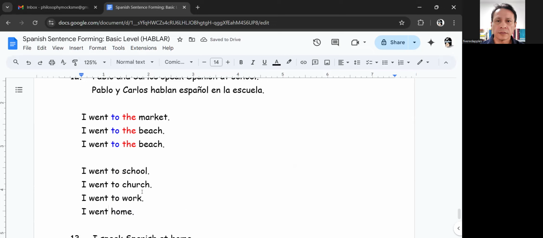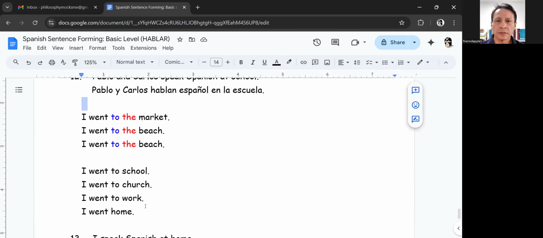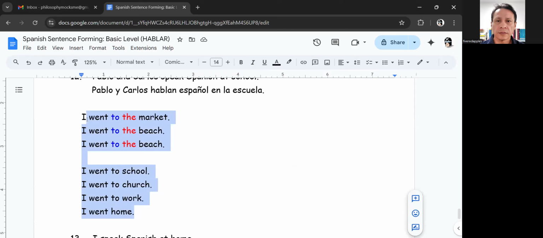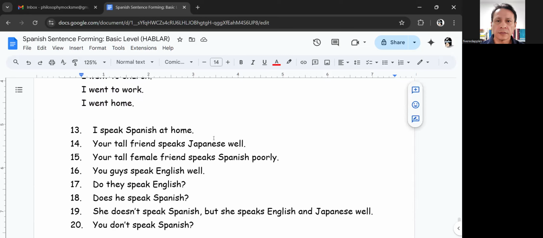Okay, but the grammar for Spanish doesn't necessarily follow these conventions in English. So that's why you will still see la escuela in Spanish, but in English we will drop the, right? We won't have the that corresponds to the la. Okay, so this is just a bit of English grammar. I teach ESL too. All right, let's go. I speak Spanish at home.